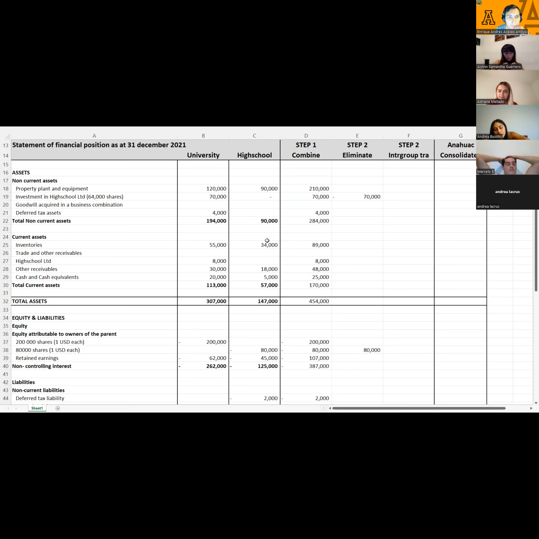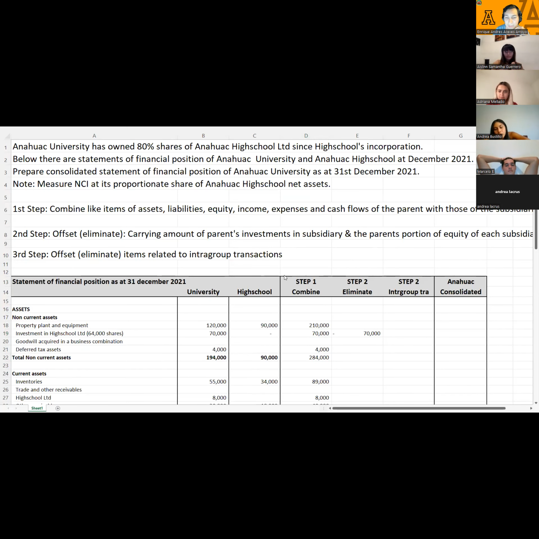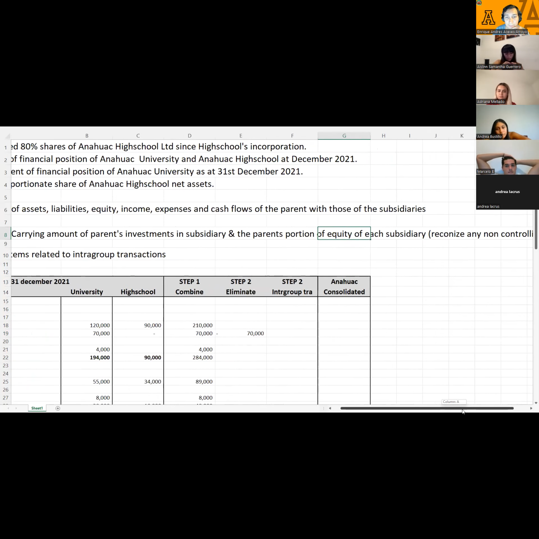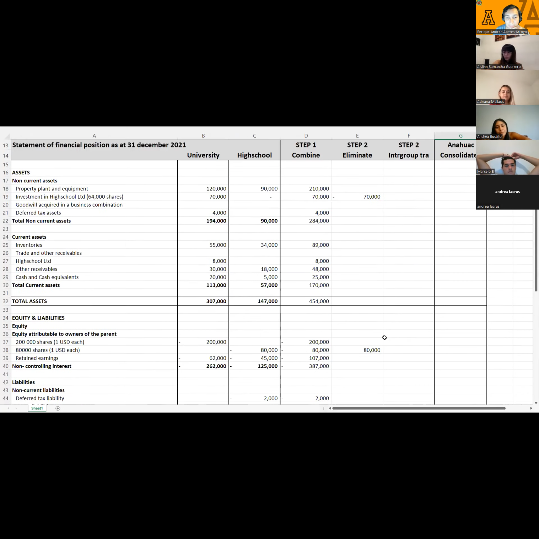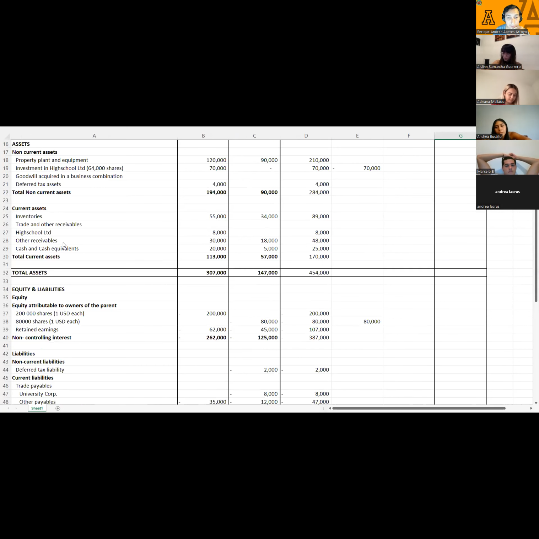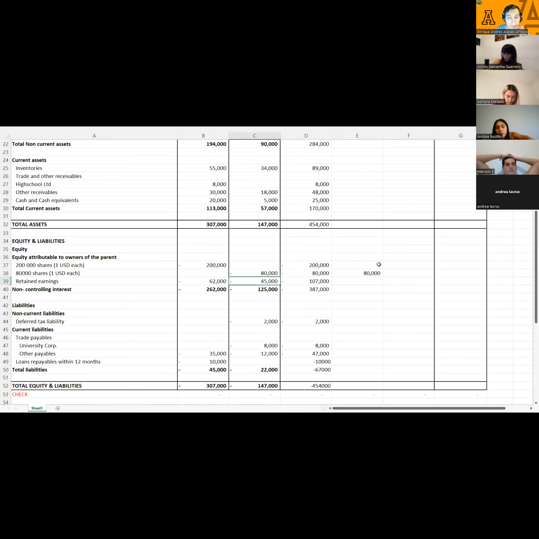So the second step is to eliminate the current amount of the parent's portion of the equity. We have to determine the parent's portion of equity of each subsidiary. What is the equity of the subsidiary? We just eliminated that part, okay? But what else do we have? The retained earnings.